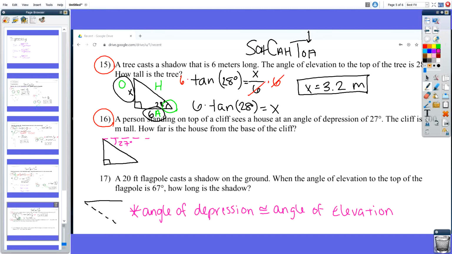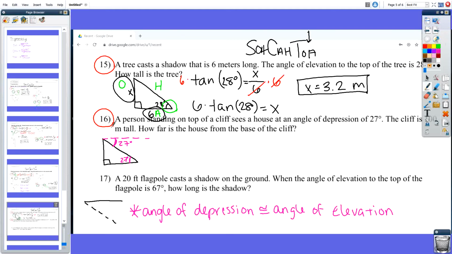So since those two things are congruent, if this is 27 degrees, then this is also 27 degrees. And now I have an angle labeled that's actually part of my triangle that I just drew, and I can move forward with the rest of it.